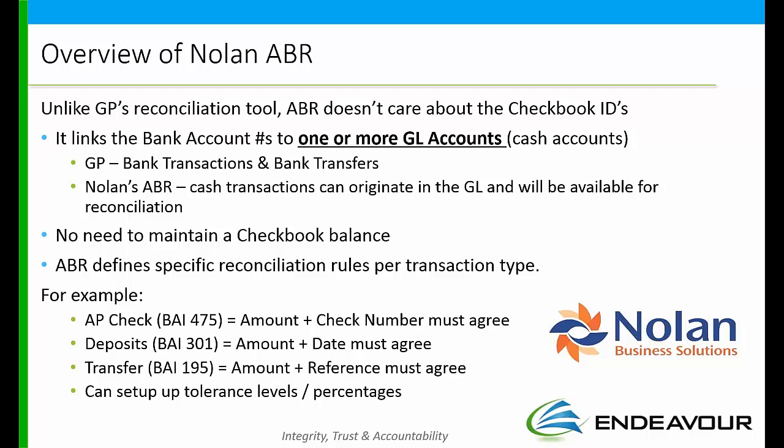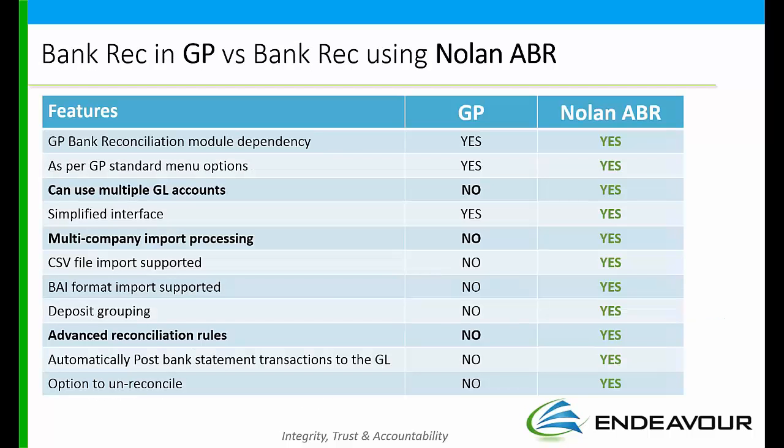I will be talking about tolerance values or percentage at the end, but what that really means is that you can have a transaction of different amounts and still be a match. Throughout my demo, I will be pointing out the main differences between regular GP and Nolan.